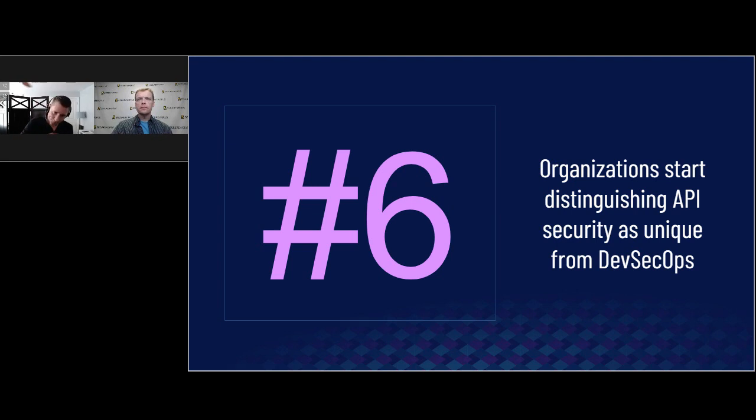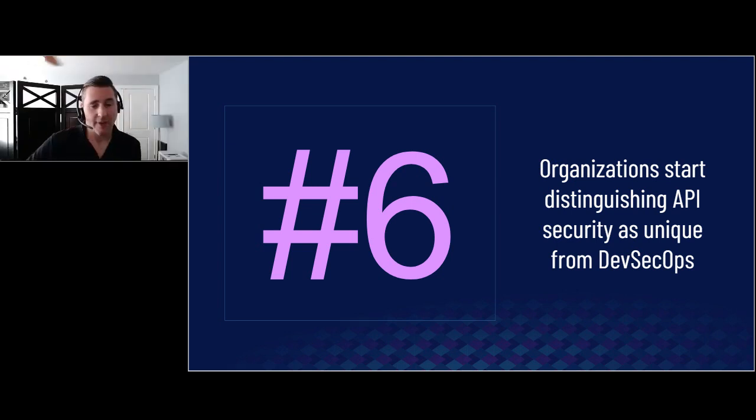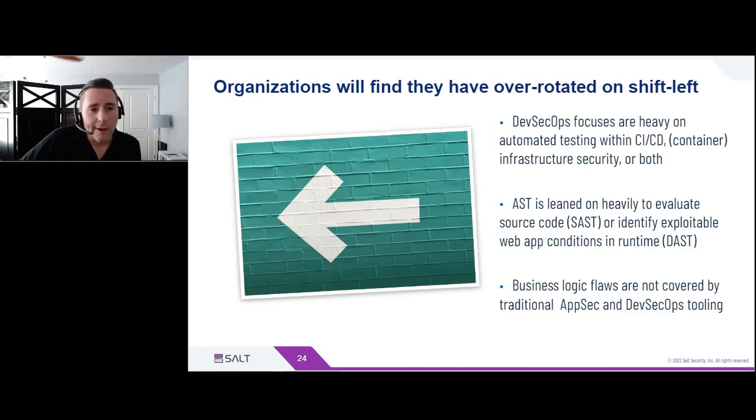So number 6, organizations start distinguishing API security as unique from DevSecOps. I was kind of alluding to this one earlier when I talked about that fracturing of security, right? How some things have become cybersecurity, and DevSecOps has kind of become the landing zone for all things app dev, or maybe modernized infrastructure. And that's kind of the point really here.